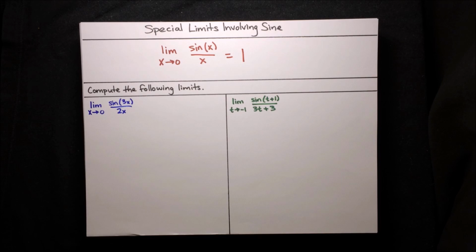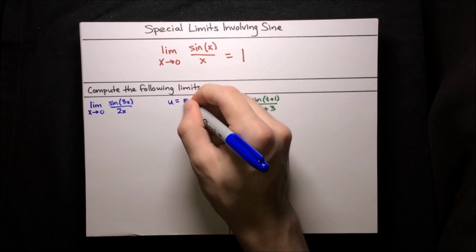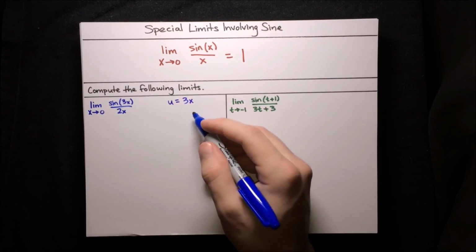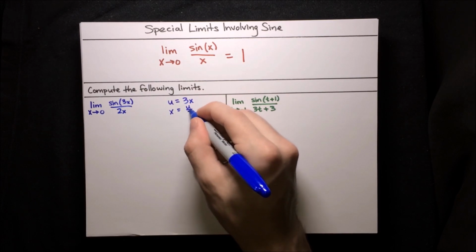So right now we have a 3x inside of the sine, so why don't we try to lump that all into a single variable, say u. So we'll make a substitution, u equals 3x, and why don't we just go ahead and solve for x in terms of u while we're at it. So x would equal u over 3.